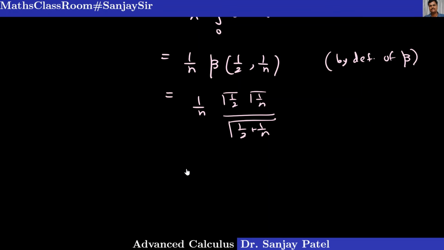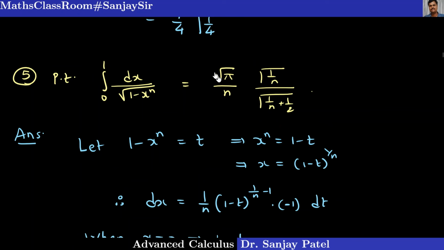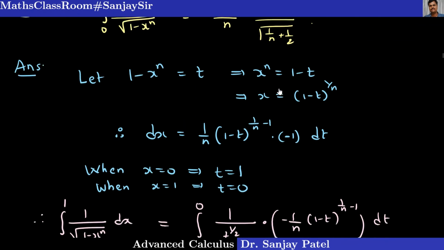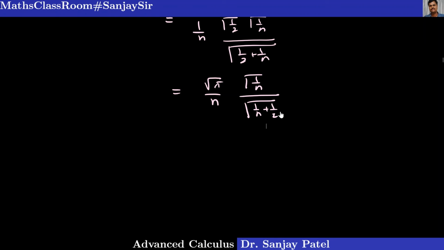This gives me the value of gamma 1 by 2 is root pi, upon n, this gamma 1 upon n as it is, and this is gamma of 1 upon n plus 1 by 2. I think this is the required answer. Let us check. Yes, root pi upon n, gamma 1 upon n divided by gamma 1 upon n plus 1 by 2. So it is done.